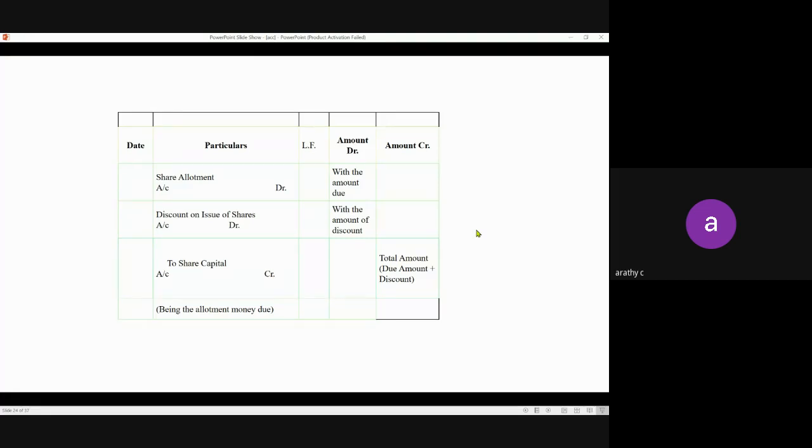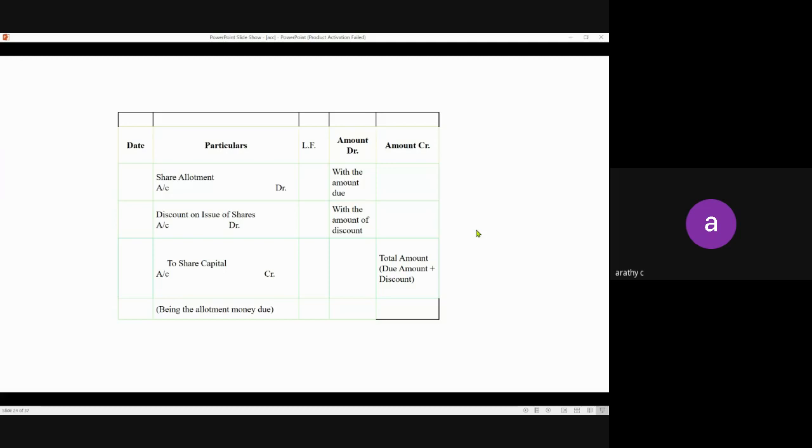The difference is in the case of transfer, that is share allotment account debtor, discount on issue of shares account debtor to share capital account. In the case of premium, the securities premium account is credited, but in the case of discount on issue of shares, the account is debited. So you have to calculate the total amount as due amount plus discount amount.